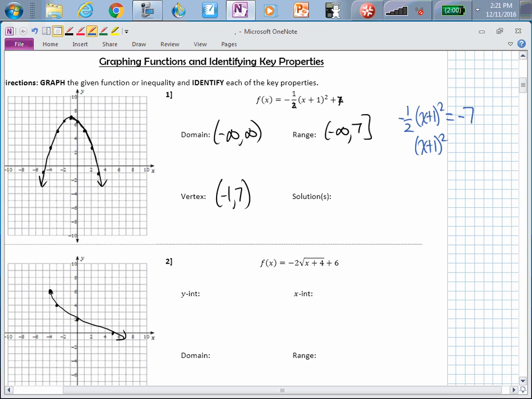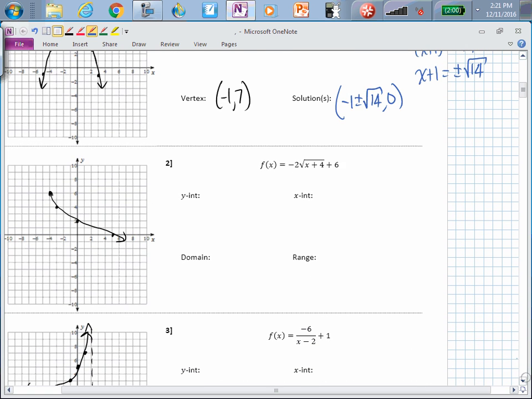Multiply both sides by -2, so divide both sides by -1/2, we get 14. This becomes x + 1 = ±√14. Therefore, the solutions are -1 ± √14 and 0.